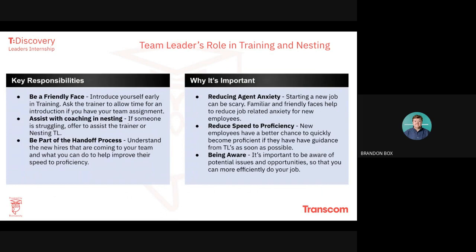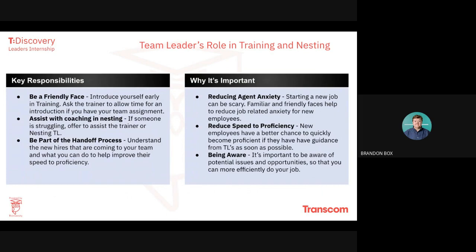And then when you get them on your team, if you're developing action plans based off of the observed behaviors in training and nesting, you're then able to help reduce that speed to proficiency because you understand what the root causes are based off of the observations that have been made. This actually helps the company if we're getting people to the correct level of performance quicker.